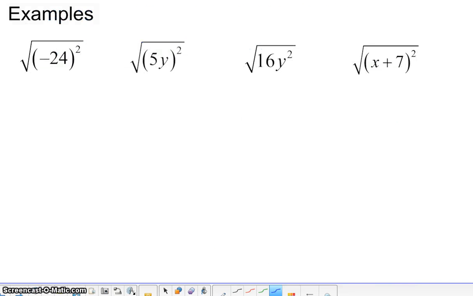The next four I want you to try on your own, and we will go over those tomorrow in class. So have them all complete and ready to be discussed.